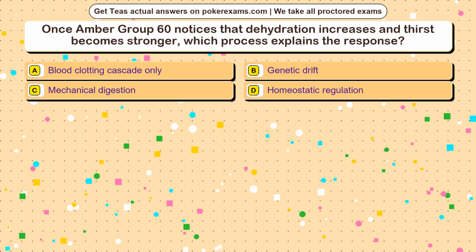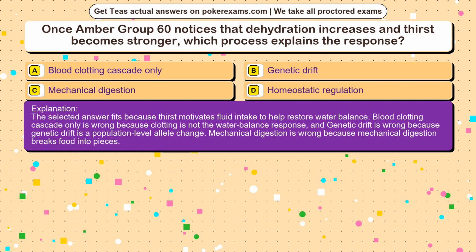The correct answer is option. The selected answer fits because thirst motivates fluid intake to help restore water balance. Blood clotting cascade only is wrong because clotting is not the water balance response, and genetic drift is wrong because genetic drift is a population-level allele change. Mechanical digestion is wrong because mechanical digestion breaks food into pieces.